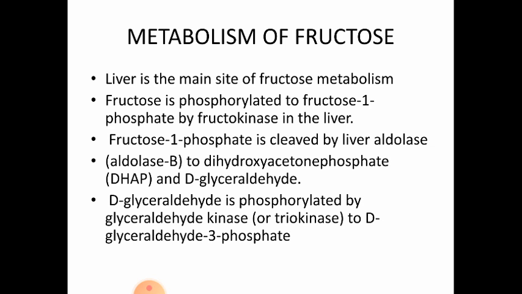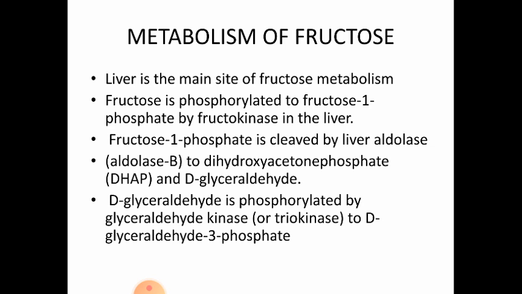So, the main site of fructose metabolism is the liver. Fructose is phosphorylated to fructose 1-phosphate by fructokinase in the liver. So, the first enzyme coming into action is fructokinase. This fructokinase converts fructose to fructose 1-phosphate by phosphorylation.